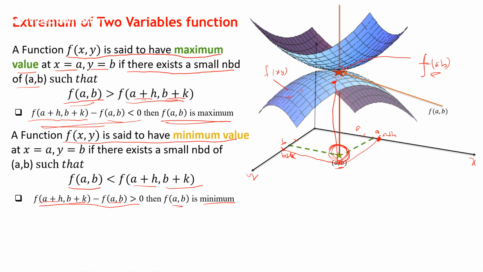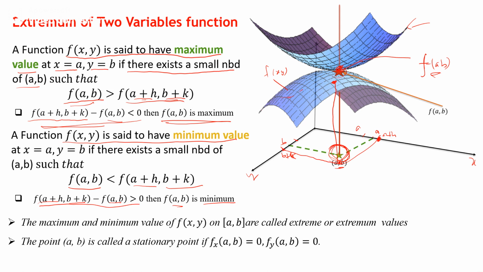And you can see another graph of the surface like this. That is the minimum value we obtain at (a, b). So this is a maximum and a minimum. Now you have to remember that the maximum and the minimum value of the function at (a, b) are called extreme or extremum values, and this point (a, b) is called a stationary point.